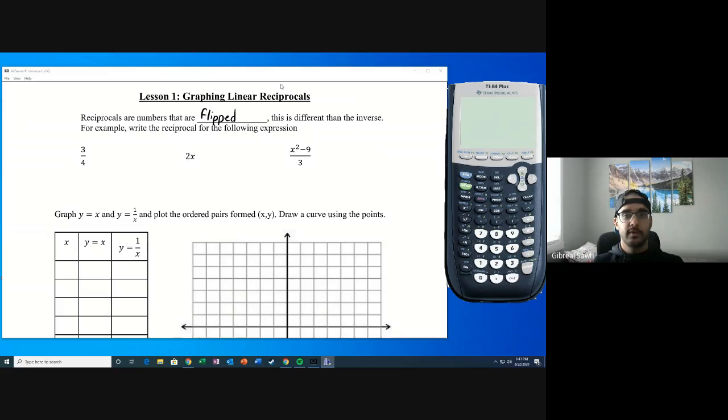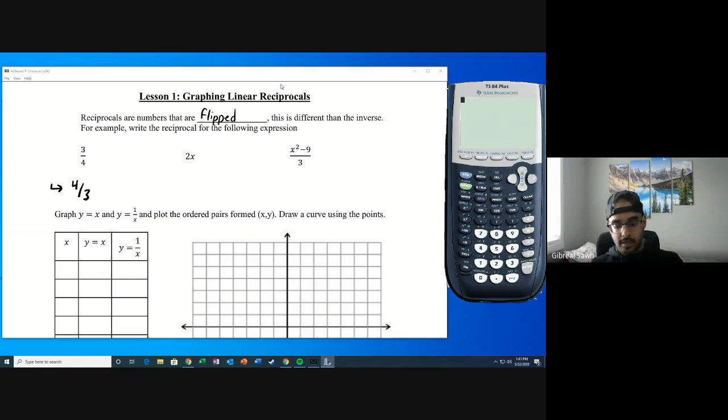Now, this is a little bit different than the inverse, and we'll talk about the inverses later, but if we're going to deal with a reciprocal, you're literally just going to flip over what you see. So that number 3/4, its reciprocal will then be 4/3. Okay, flip that numerator to the denominator, vice versa.